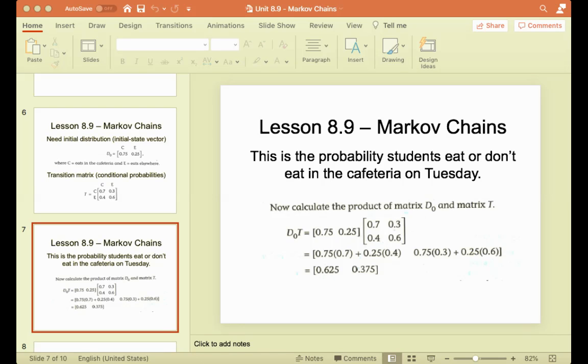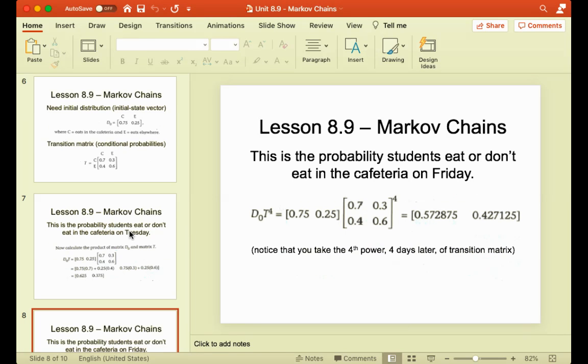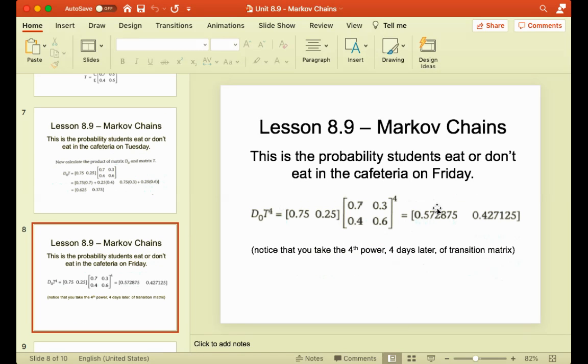All right, so let me go back and let's see. So probably don't eat in the cafeteria on Friday, 0.427. And 0.573, that's what we have. Okay, 0.573. All right, and then 0.427, and it really does. So if you raise it to the fourth power, then it's 4 days later.